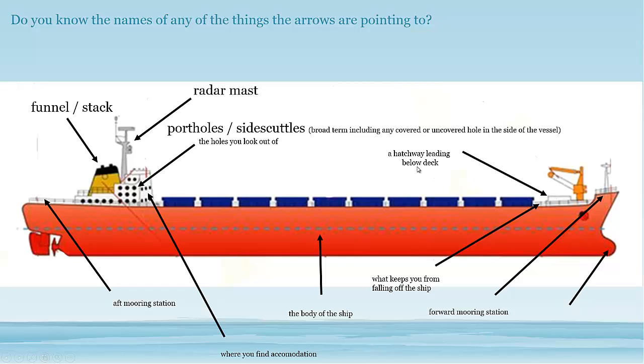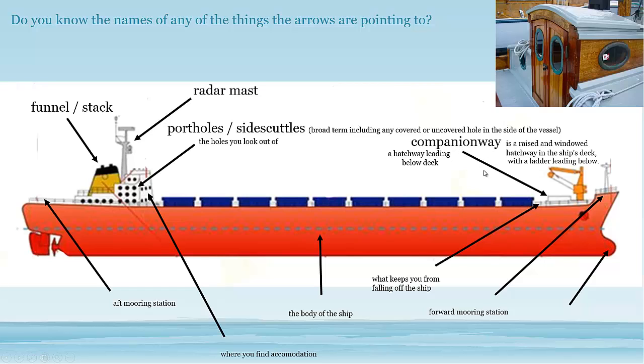A hatchway leading below deck. It's kind of hard to see on this diagram here, but that's a new word for us. It's called a companionway. A companionway is a raised or windowed hatchway in the ship's deck. You see these more on the old type ships, galleons, but they're still on modern ships. If it's a raised entrance into the below decks, it's called a companionway. Here you can see it's windowed and raised, and usually a ladder going directly down into the decks below. Okay, so that's a companionway.